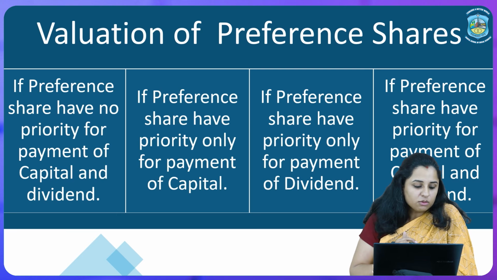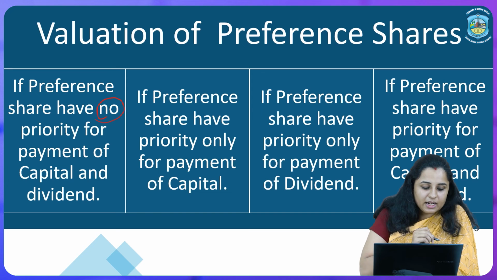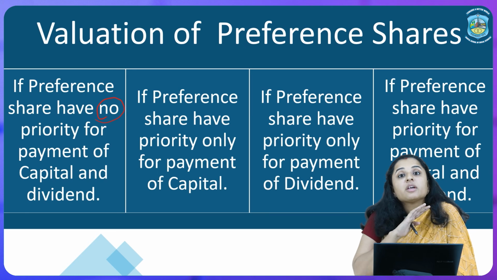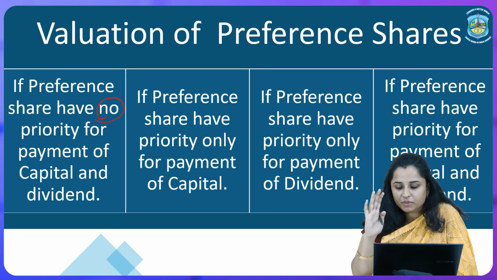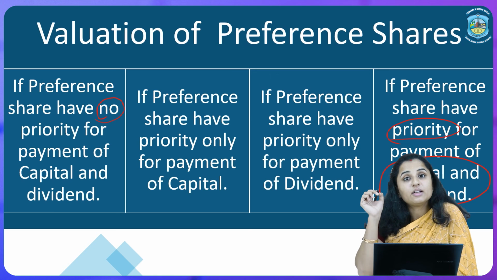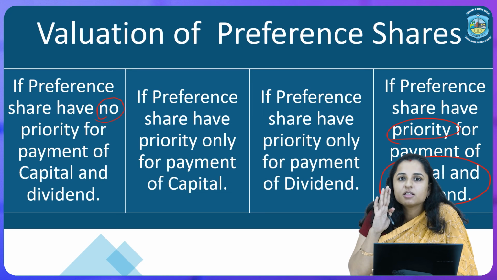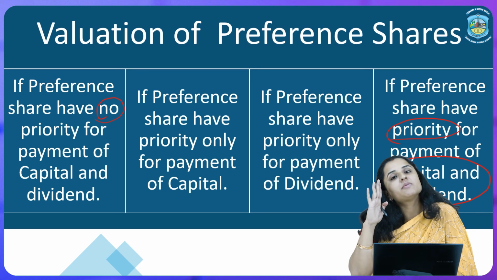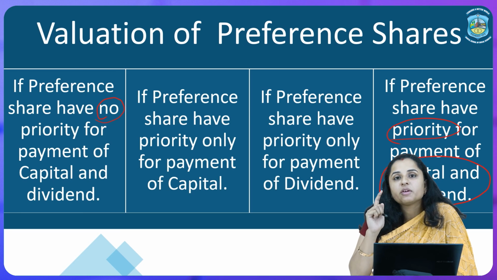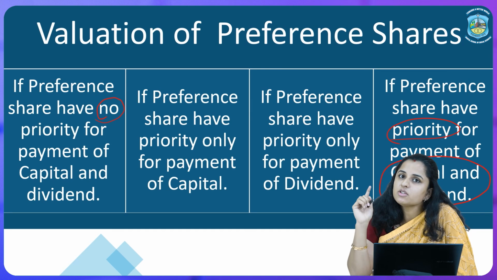Let us sum up everything now. If preference shares have no priority at all, then what will you do? The value of every share will be net assets divided by number of equity plus preference shares, because everybody is treated as at par. If preference shares have priority for payment of capital as well as dividend, then from the net assets you are going to subtract preference share capital as well as preference share dividend, and then divide it by the number of equity shares. And then how will you calculate the value of preference share? It will be preference share capital plus the dividend divided by number of preference shares.